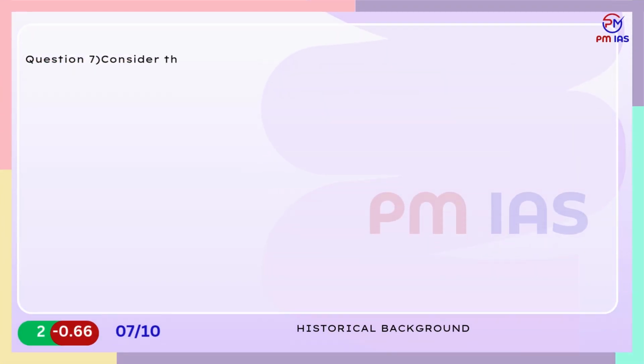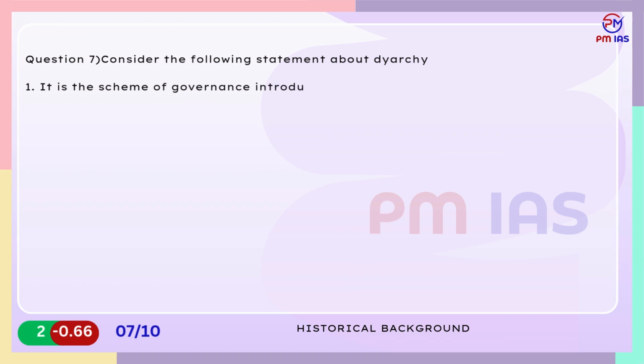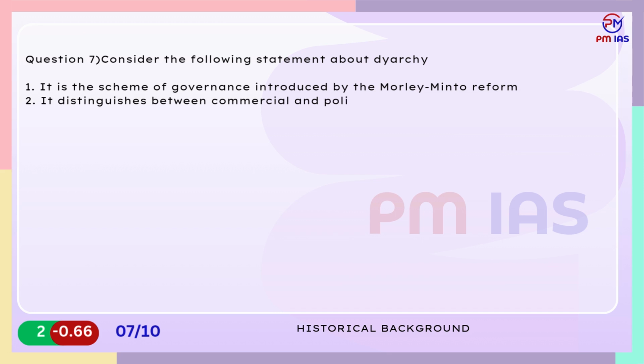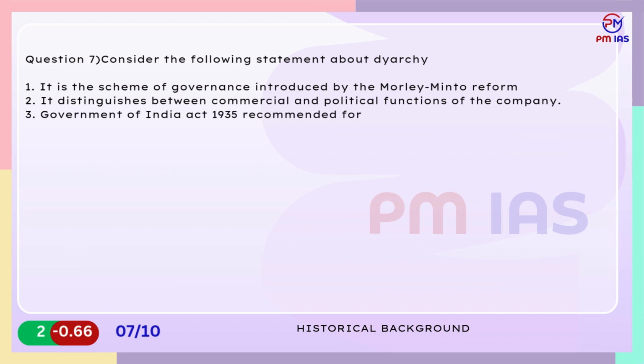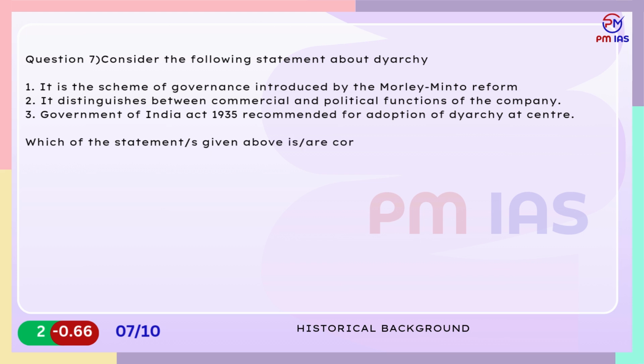Question 7. Consider the following statements about diarchy. 1. It is the scheme of governance introduced by the Morley-Minto reform. 2. It distinguishes between commercial and political functions of the company. 3. Government of India Act 1935 recommended adoption of diarchy at the centre. Which of the statements given above is/are correct? A. 1 and 2 only. B. 1 and 3 only. C. 3 only. D. 2 and 3 only.